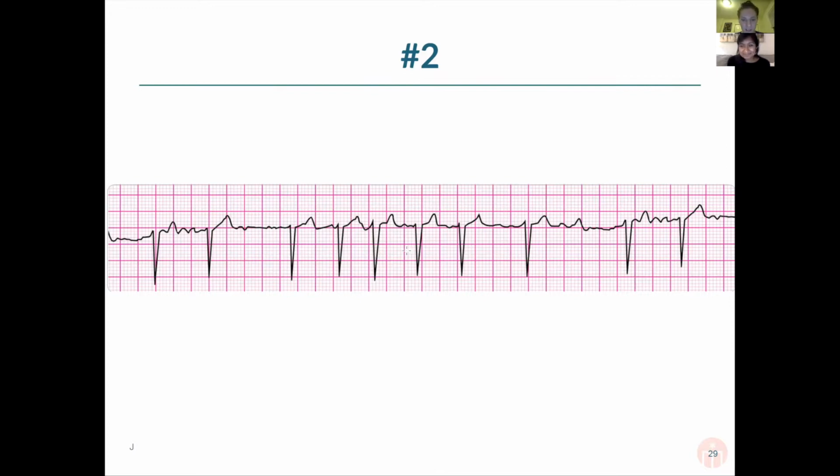Someone said ST elevation. I don't think I really see too much ST elevation. The baseline's wandering a little bit, so that sometimes makes it a little trickier. Like over here, we have a little bit of a change in the baseline, but really there's not too much ST elevation if you compare the TP segments here. So I wouldn't call any ST elevation.